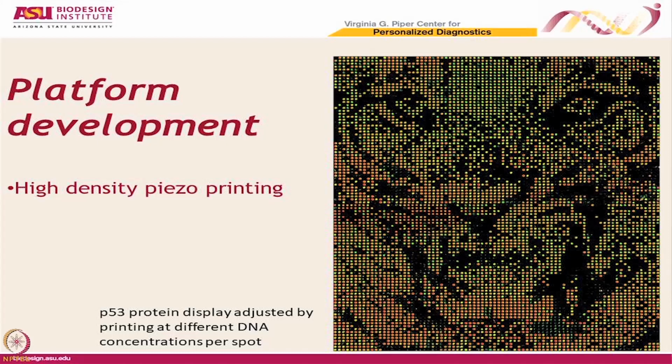We've printed different amounts of DNA encoding the p53 protein. We then express the p53 protein in the array, in these nanowells, and then probe the array with anti-p53 antibody with a fluorescent tag on it. And what you end up seeing is, because of the different amounts of DNA, you can get an image of the tiger's face. So this was the first time we ever did an image using a protein array.